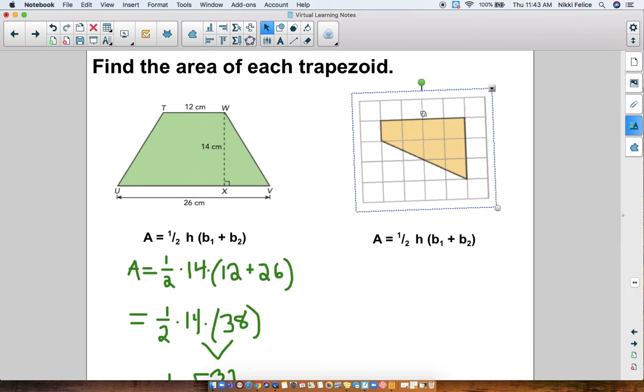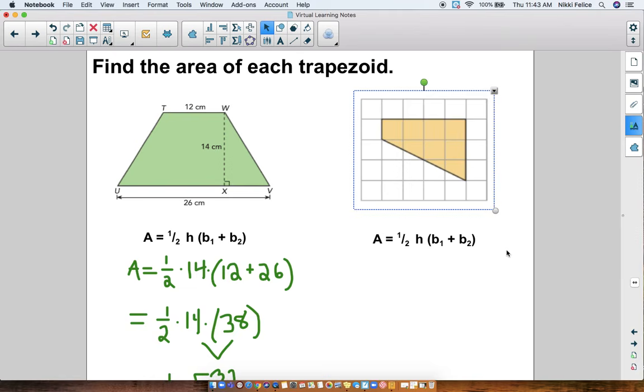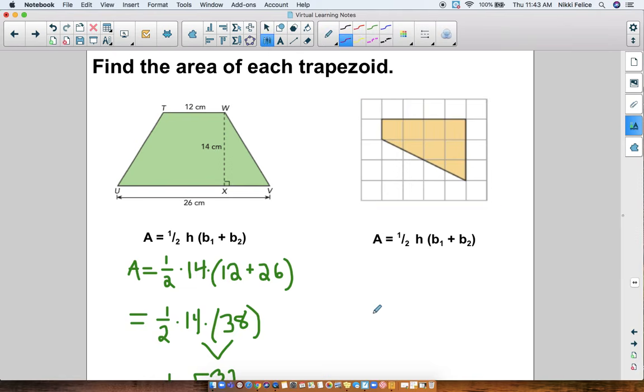I'm going to put it back the way it was and do it this way. So I'll do purple. So we are going to do 1/2 times the height, but the height is this line right here connecting the bases. So my height is 1, 2, 3, 4. And my bases are, base 1 is 1 unit, plus base 2 is 3 units.